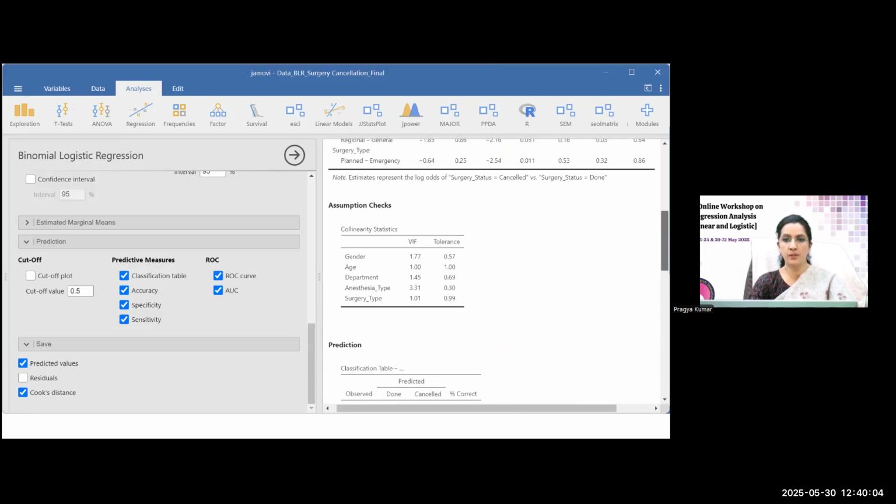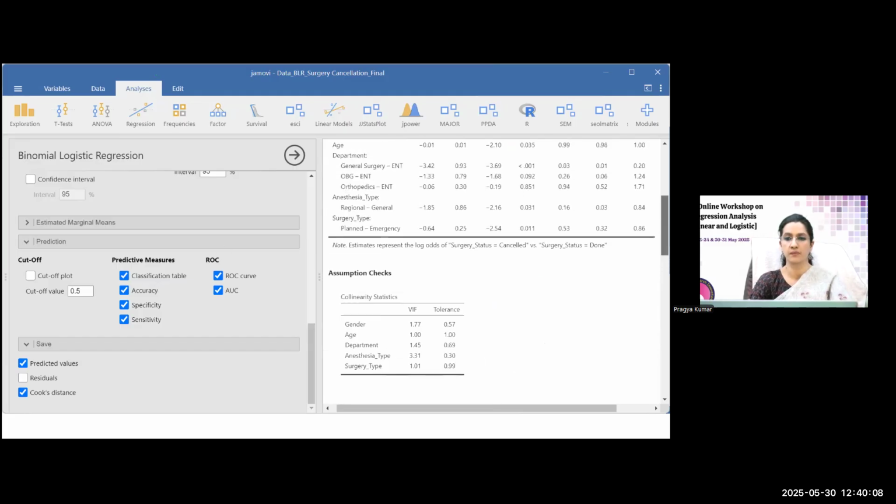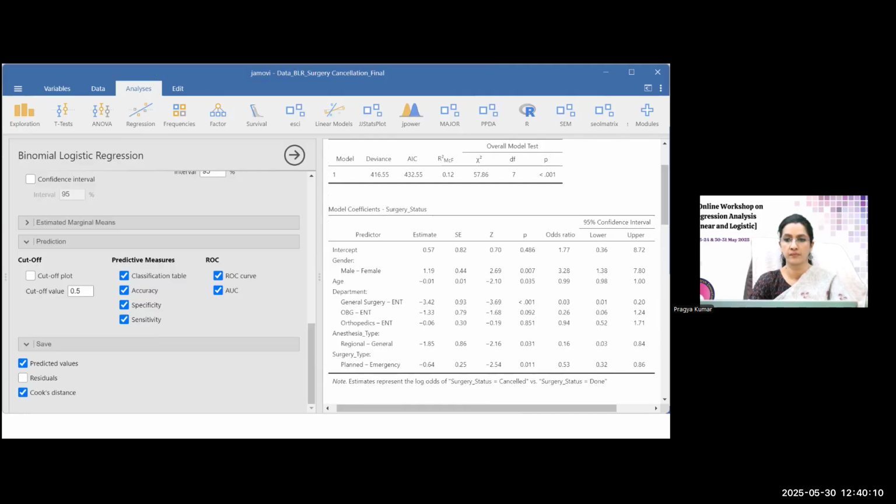Have you understood up till this point? Then I'll go to the estimated marginal mean. One more thing is left. Ma'am, please explain once more about the specificity, sensitivity, area under the curve. Okay.